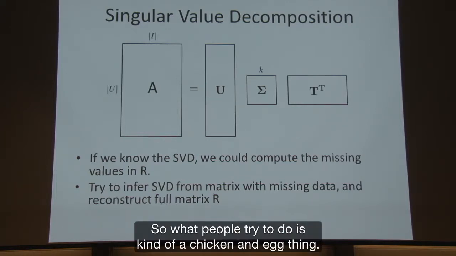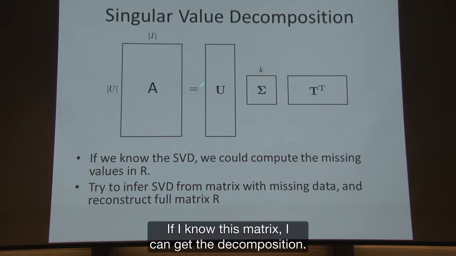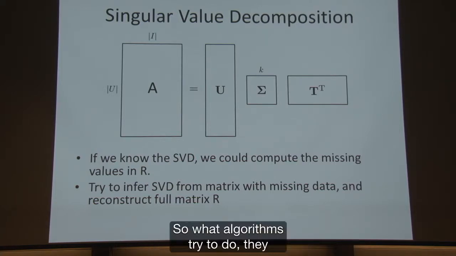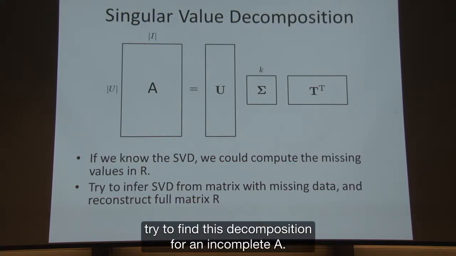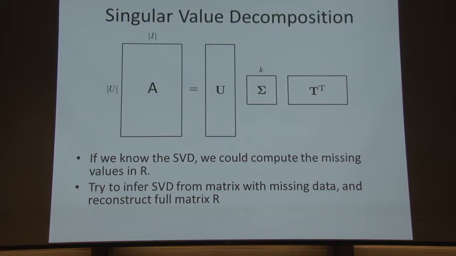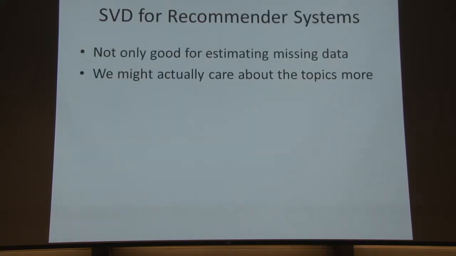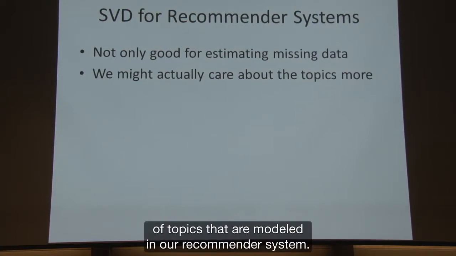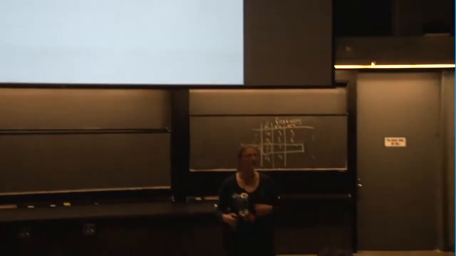So what people try to do is it's kind of a chicken and egg thing, right? If I know this matrix, I can get the decomposition. If I know the decomposition, I can reconstruct the initial ones. So what algorithms try to do is find this decomposition for an incomplete A, and then you could reconstruct your A. That make sense? But it's not only good for doing that. On top of this, we get this idea of topics that are modeled in our recommender system.